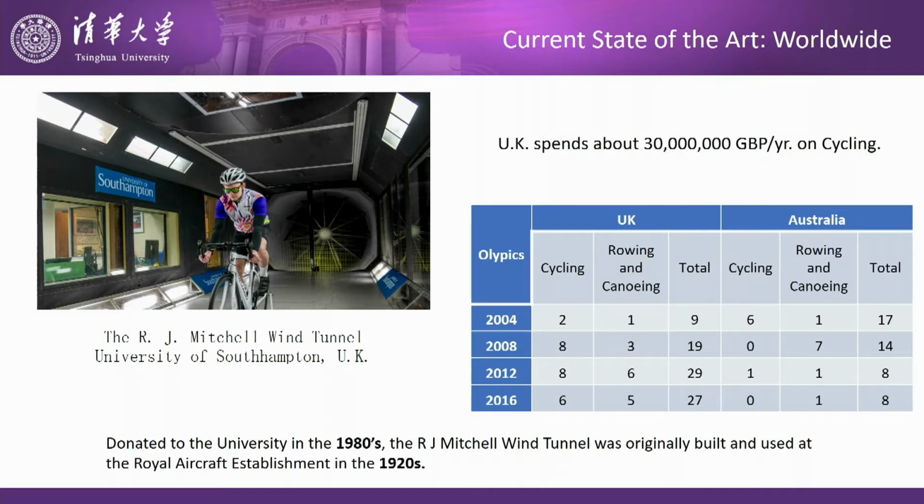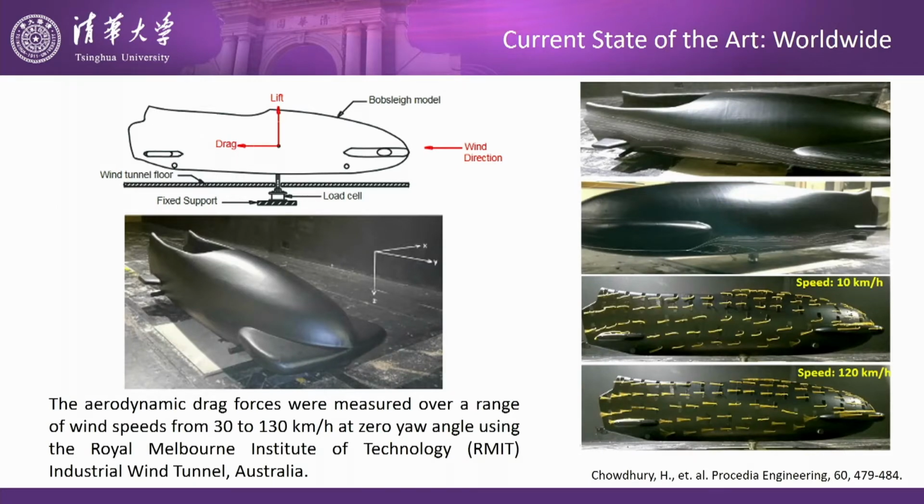On the other side, Australia found this problem, so they started to do wind tunnel work too. RMIT has an industrial wind tunnel, and they use it for the bobsleigh. It's a 50% scale, a smaller one, because with a full size the blockage ratio would be too large. They use smoke flow to visualize the flow, and they use wall tufts. Wall tufts can be used to visualize it. It's very useful and cheap.